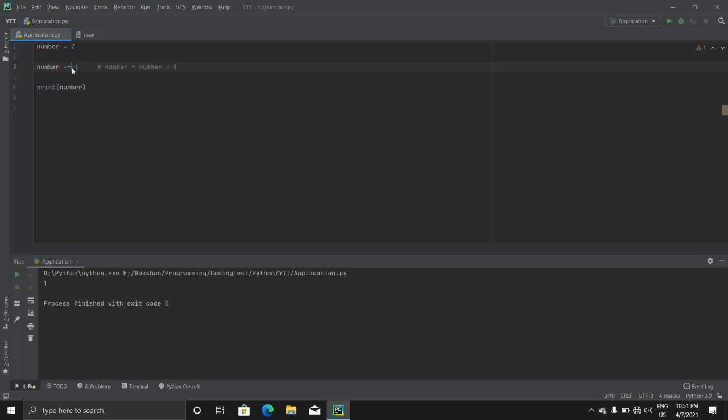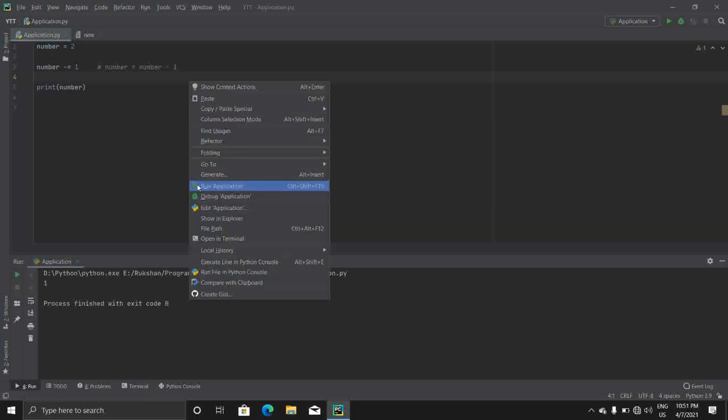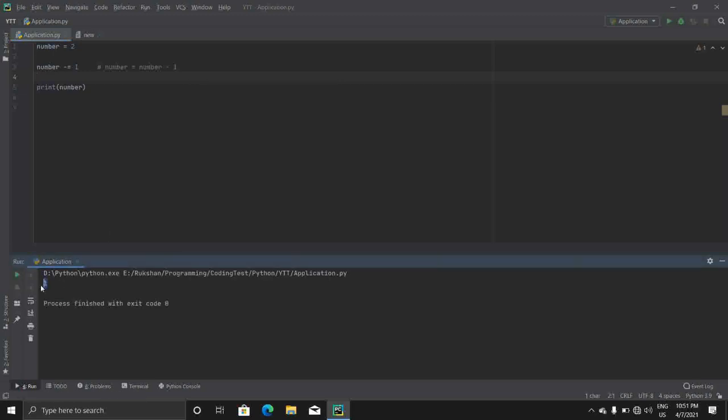When we use the in-place operator, we can make the expression shorter, right? Now let's see the output. Now we get 1. When we use 3 here, we get 2, because we decrease 1 from the number variable and we store that value back in the number variable.